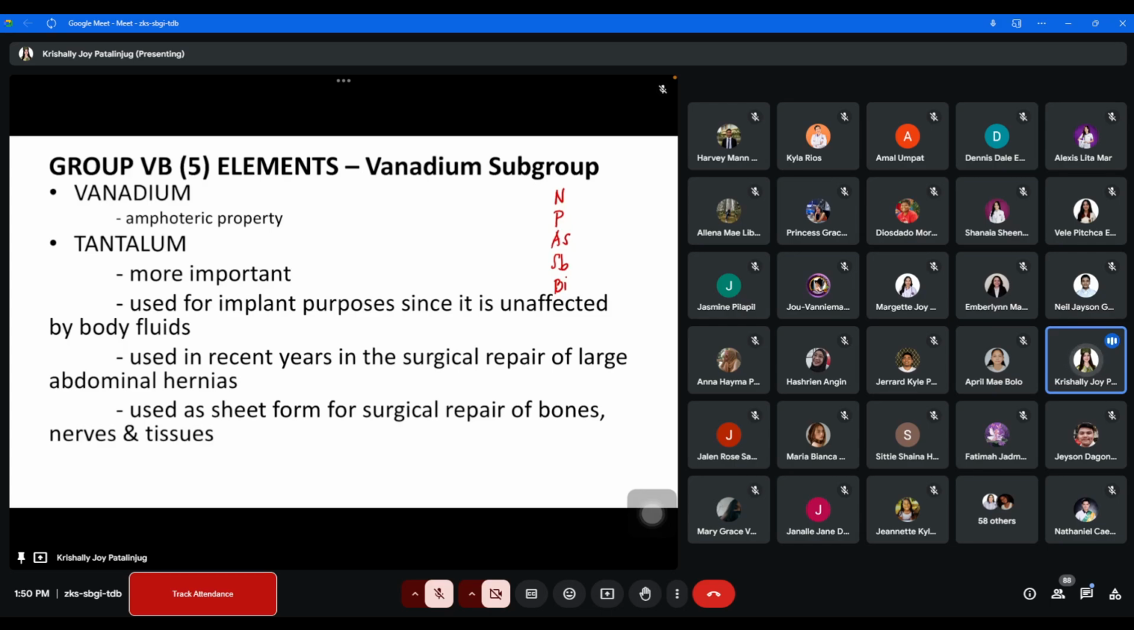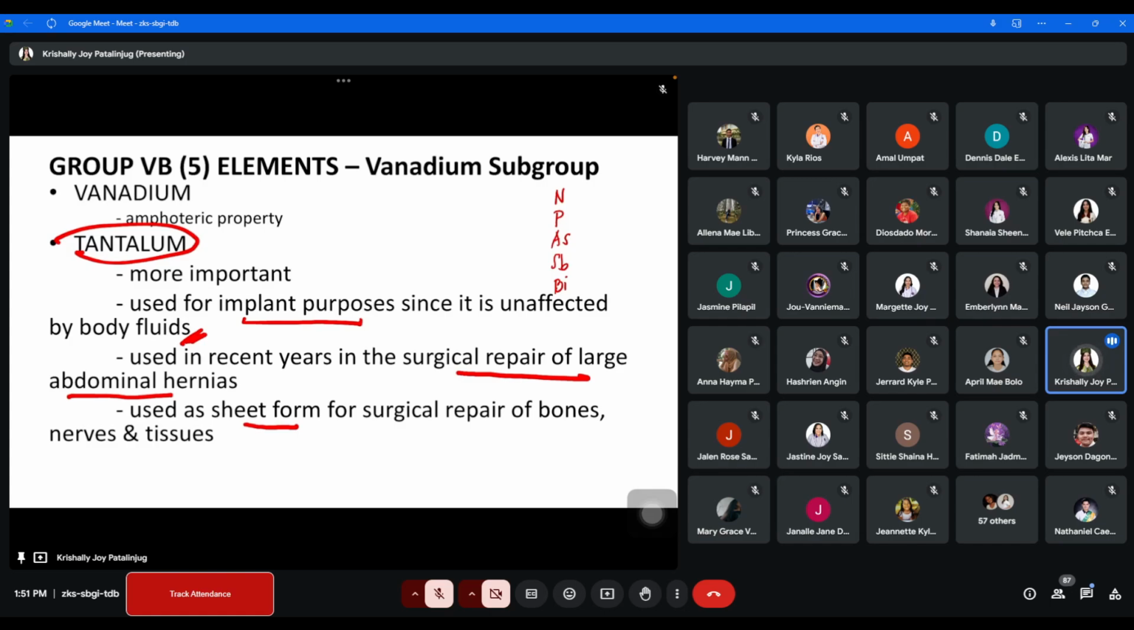For group 5B, the vanadium subgroup, ang pinaka-useful dito na element is yung tantalum, yung may clinical use. It is used in recent years in surgical repair of large abdominal hernias, used as sheet form for surgical repair of bones. Kasi pwede siyang gamiting implant kasi inert siya. It doesn't cause any altering reaction sa body fluids. Unaffected at all yung body fluids once it is implanted sa katawan. Kaya pwede siya gamitin for surgical repair of bones, abdominal hernias, nerves, and tissues. So yan yung use ng tantalum.